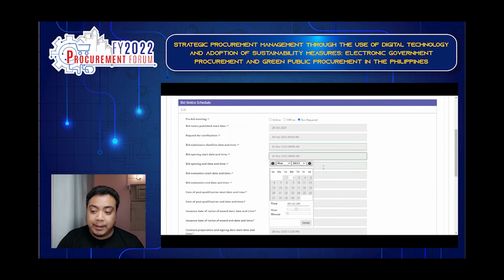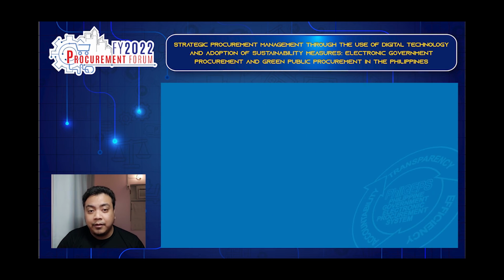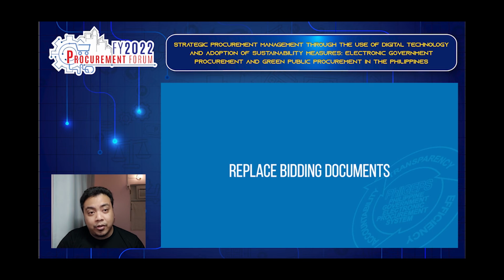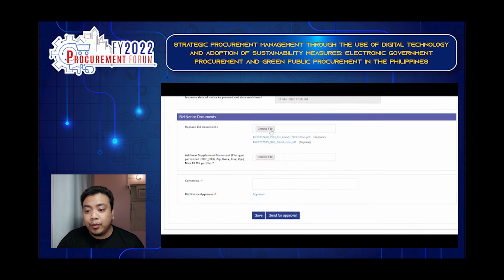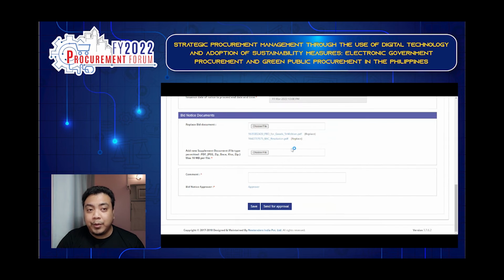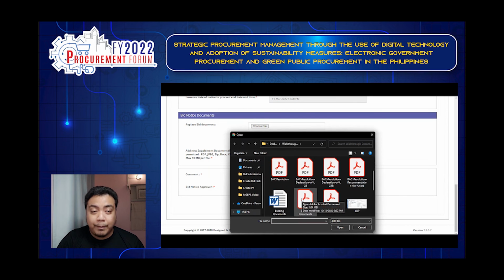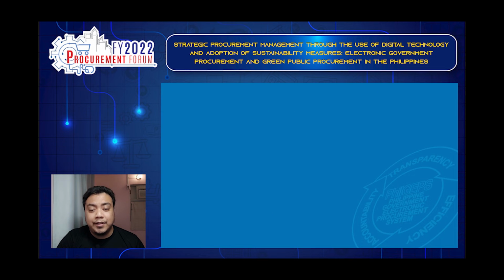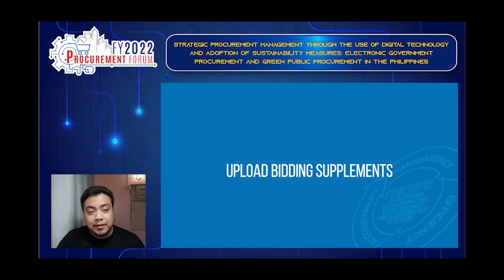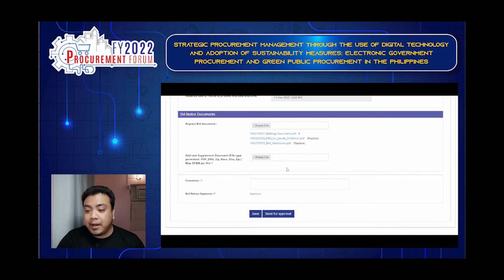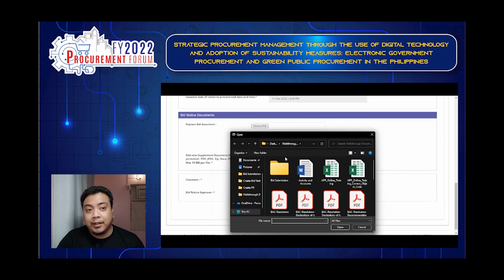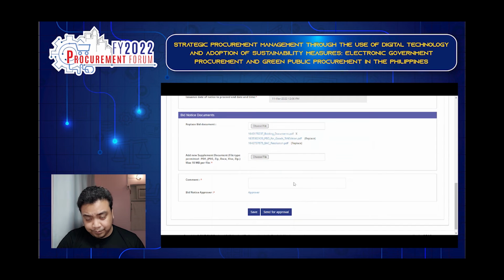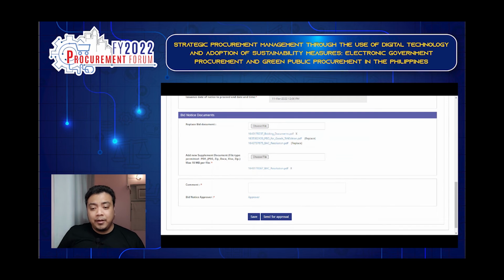If may mga changes sa timeline sa bid notice schedules natin. Then, we can also replace bidding documents kung kinakailangan. So, we just need to upload or replace the bid documents, and there will be a version control for that once you upload a new particular bid document for that particular bid notice. Then, you can upload bidding supplements. So, kung may mga new supplemental documents, then i-upload natin. Just click the button and choose file. Then, it will be uploaded in the system.